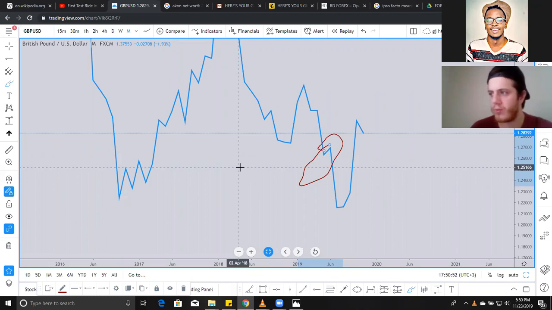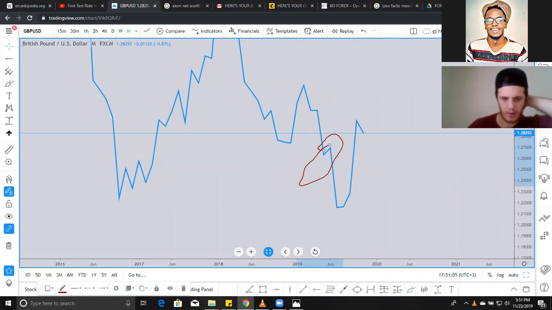So we've broken at 1.27. Is that the one? Exactly. So on the smaller time frames, we would see more clearly that this was in fact a lower high. We have broken the last lower highs.